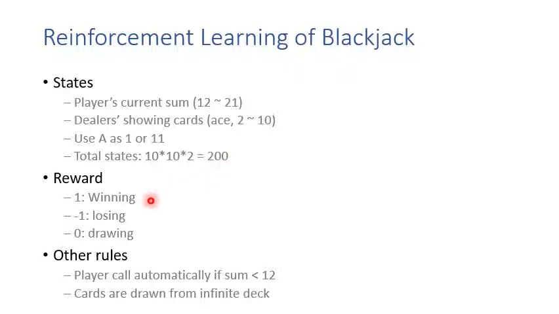The rewards are, first, 1 for winning and -1 for losing, otherwise 0 for drawing. So we have two implicit rules. The first, the player will have a fixed policy, a fixed strategy. It continues to call until the sum is larger than 12. So if the sum of the player is less than 12, we continue to call and get a new card. That's to simplify our states, so we only have player states from 12 to 21.